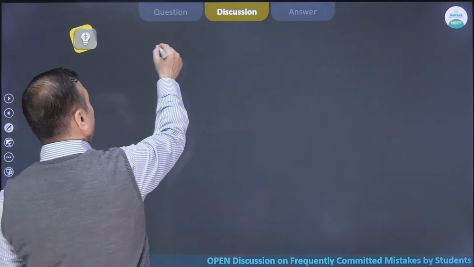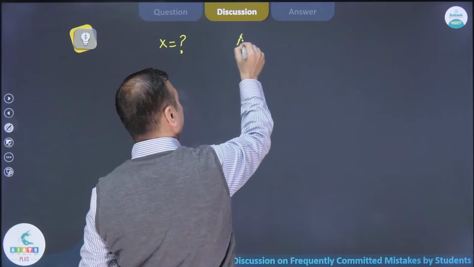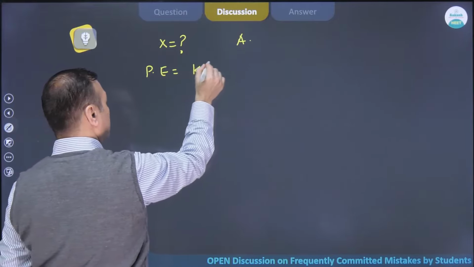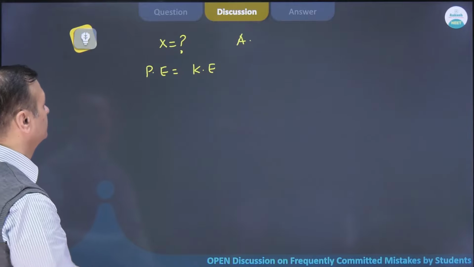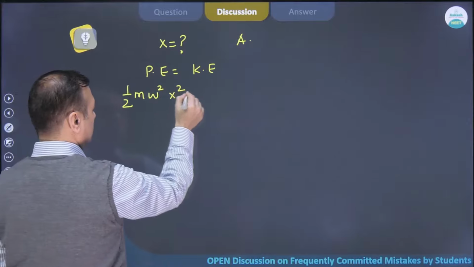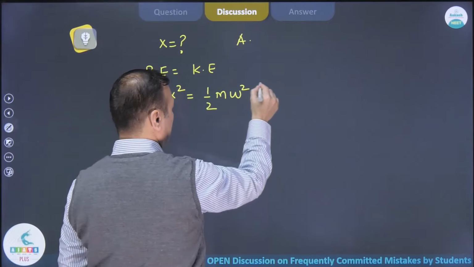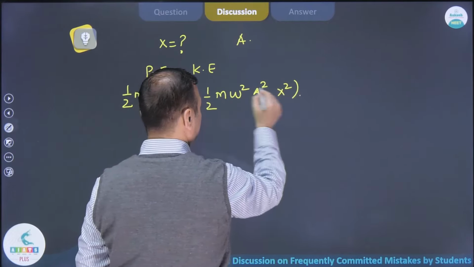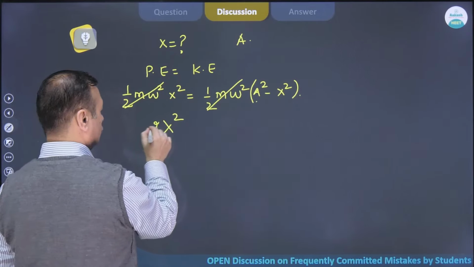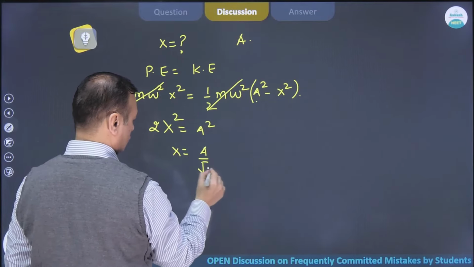If I give you a question: find the position from its equilibrium position, if amplitude is A, where potential energy is equal to kinetic energy. So, potential energy we know is half m omega square x square, kinetic energy we know is half m omega square (A square minus x square). So, this common part goes. So, x square plus x square gives you 2x square is equal to A square. So, x is equal to plus minus A by root 2.